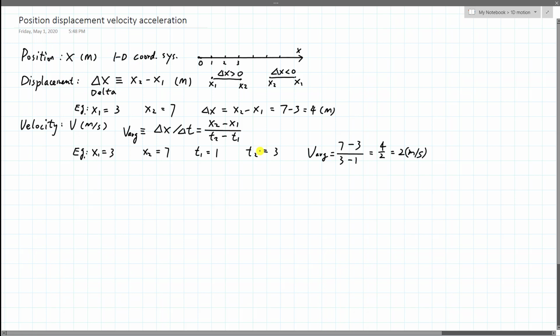Let's calculate an average velocity that is negative. For example, at the same time this object is moving from 3 to 7, another object is actually moving also.